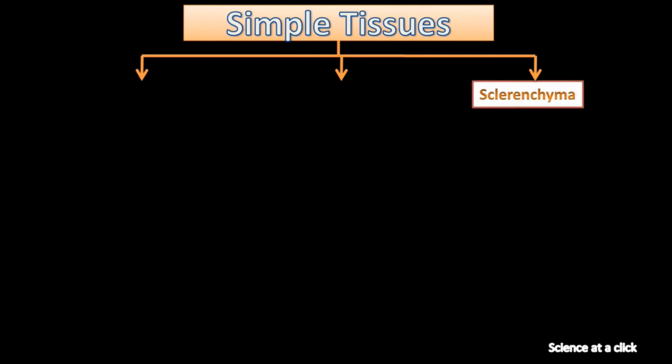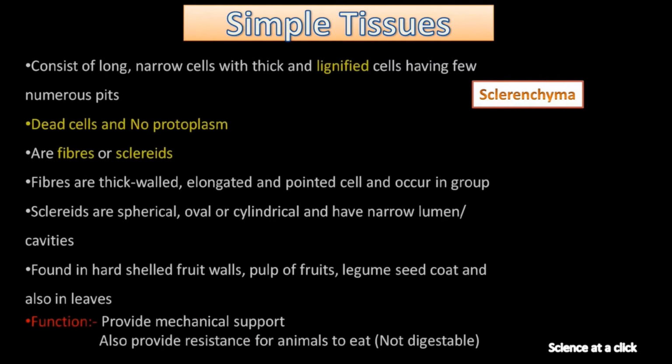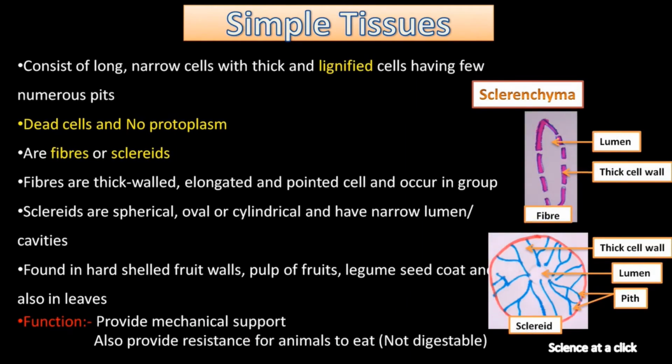Then we have sclerenchyma. Sclerenchyma are long, narrow cells which have thick lignified walls and few to numerous pits. So we can see it is a thick lignified cell wall. These are dead and no protoplasm is present in these cells or tissues. They are either fibers or sclereids.